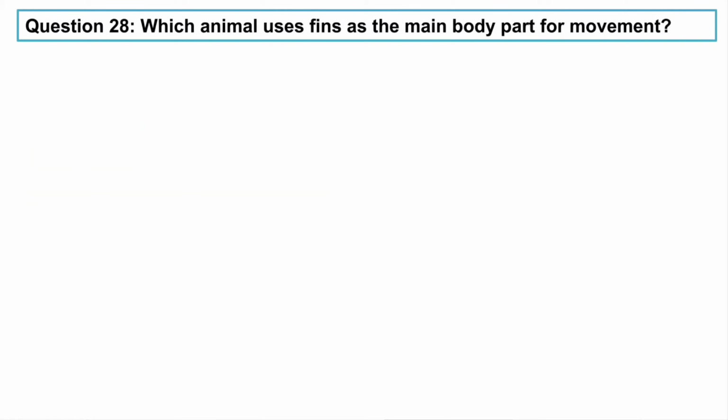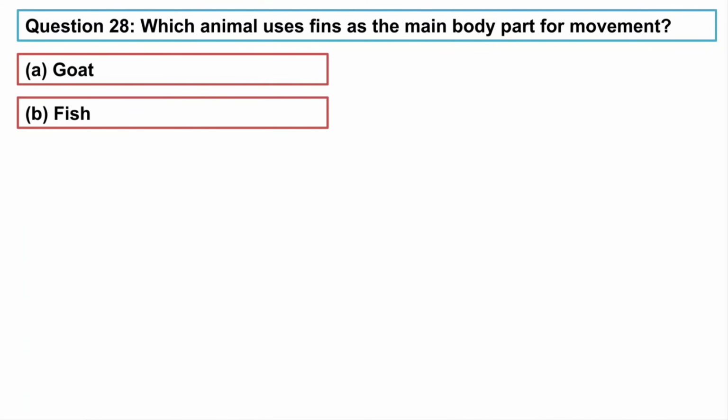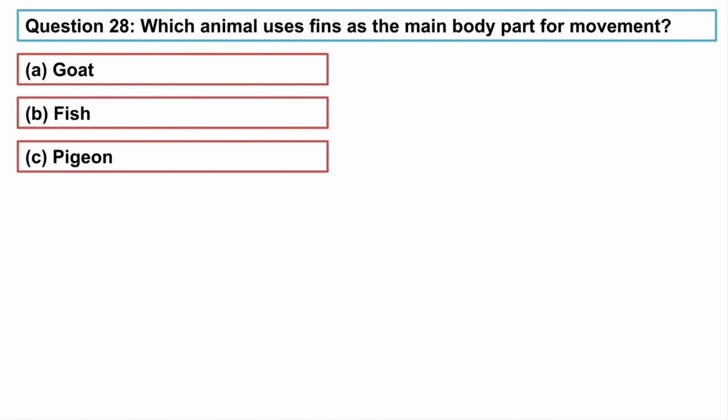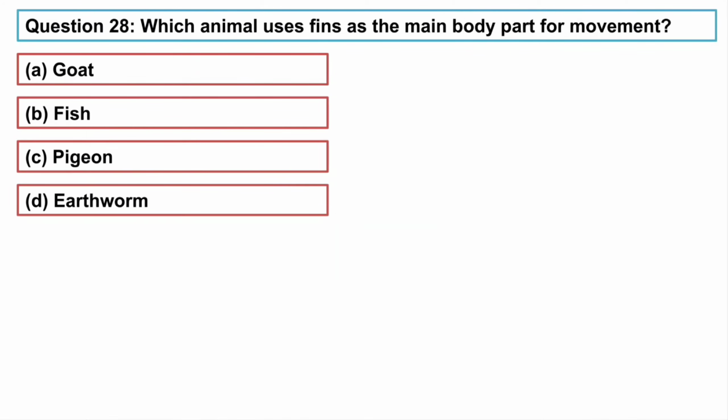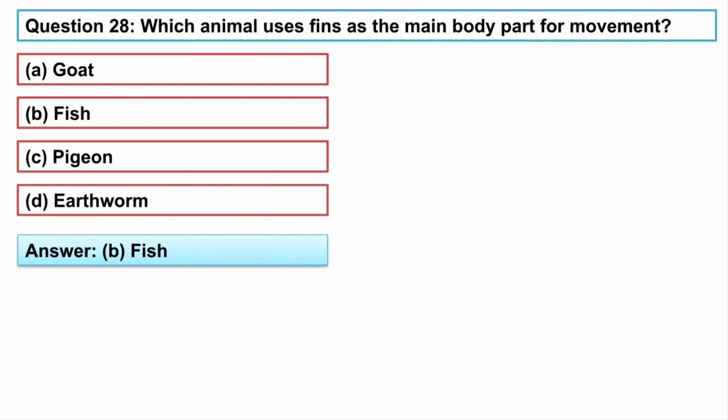Next, which animal uses fins as the main body parts for movement? So which is that? Goat doesn't have fins, isn't it? Fish, yes, fish have fins. Pigeon also doesn't have. Earthworm doesn't have. So the correct option is fish.